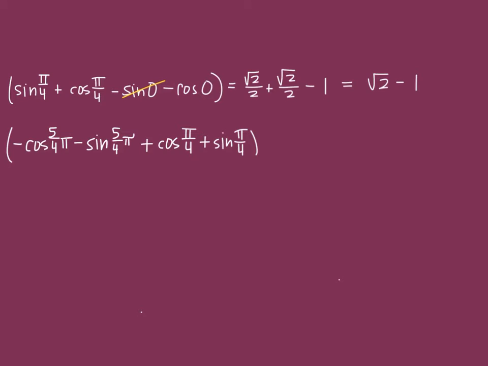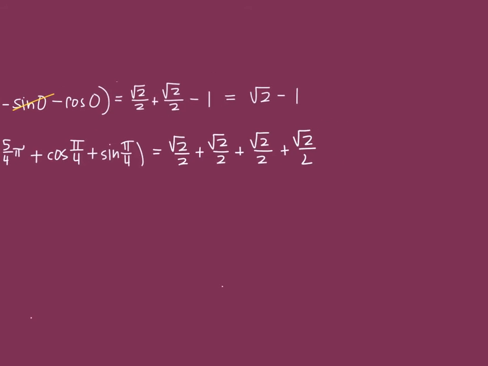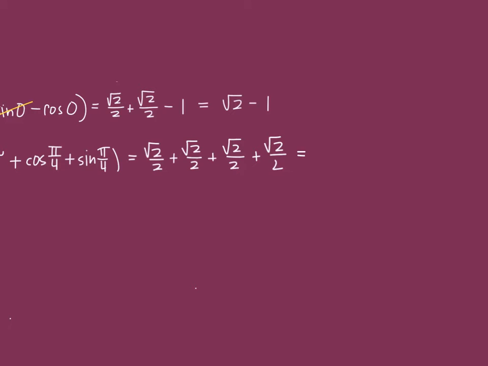So I've got negative cosine of 5/4, which is also negative. So I end up with positive rad 2 over 2. And then positive rad 2 over 2 again, and again, and again. And so that gives me altogether 2 rad 2. So that's the second chunk of area.